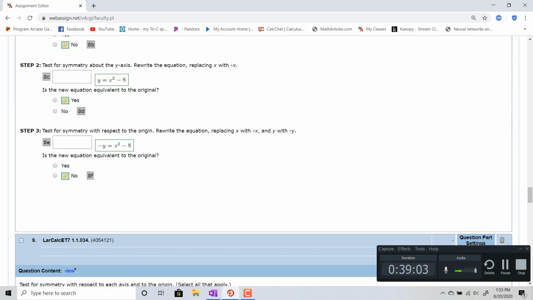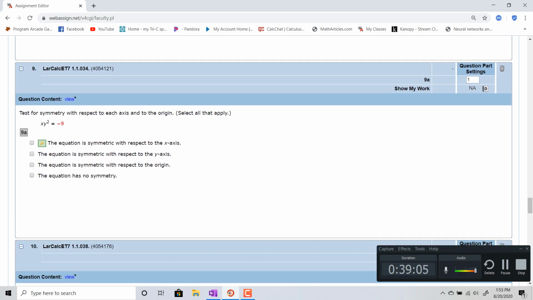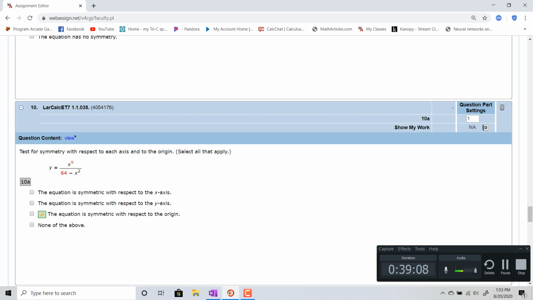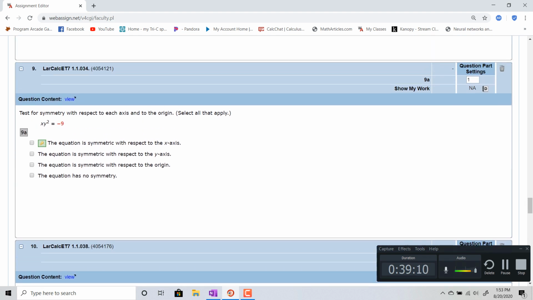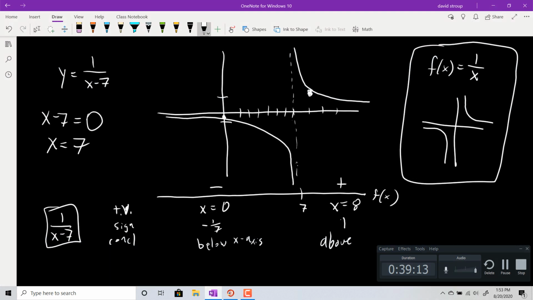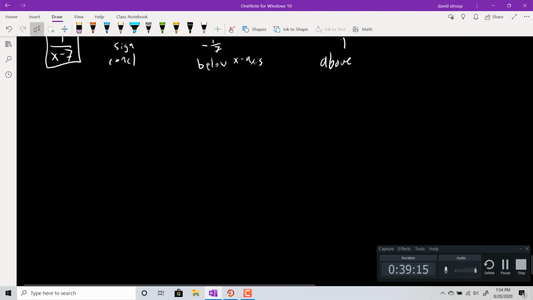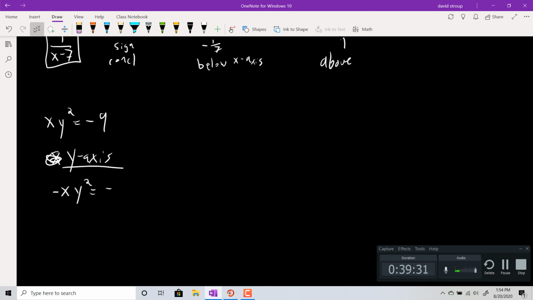So, some hard ones. Test this one for symmetry. Let's do that one. xy squared equals negative 9. We always start with y-axis symmetry. You can do it in any order, but for y-axis symmetry, you're letting x be negative x. So you plug in negative x, and clearly it's not the same as the original. You can multiply both sides by negative 1. No, that is not the same as this. So no.